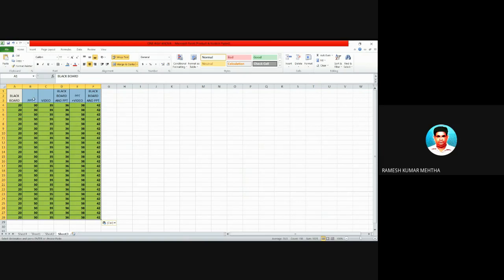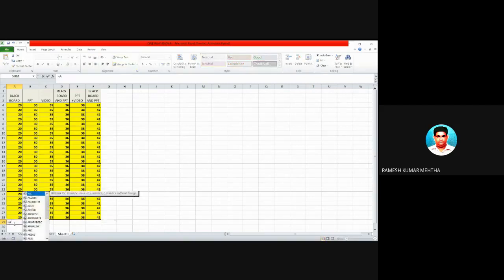and the average of marks secured by the students when PPT was used, the average of marks secured when video was used, the average of marks when the students were administered Blackboard plus PPT, and so on and so forth. First and foremost, you have to find out the average of each group. So let's find out the average of each group.